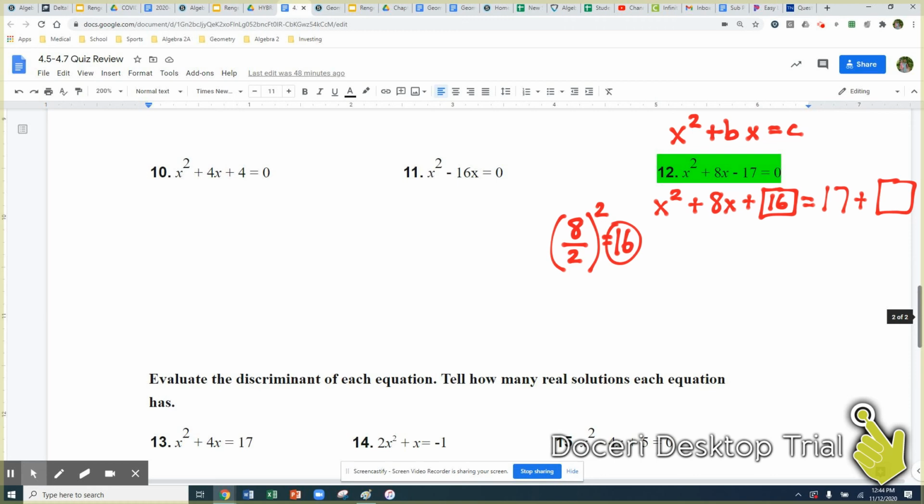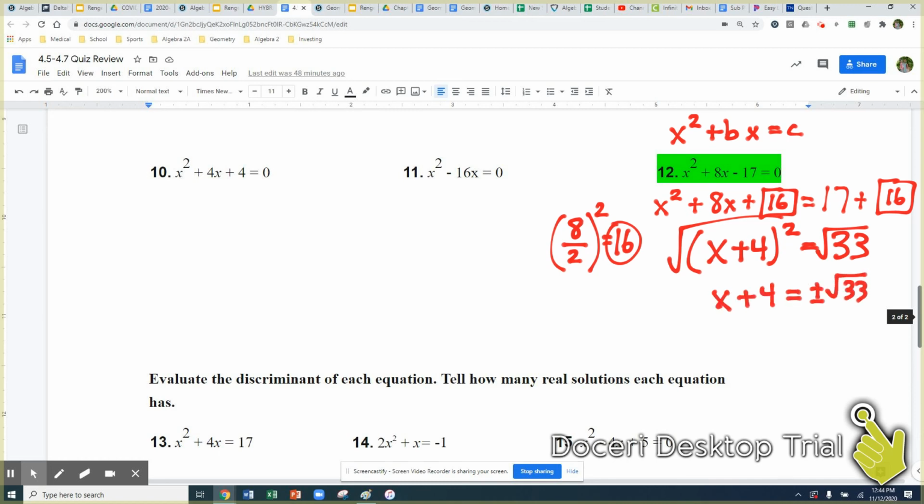The other thing we have to do then is add 16 to the other side. And we'll get now x plus 4 squared equals 33, because 4 and 4 are the two numbers that multiply to 16 and add to 8. Now we'll square root both sides. x plus 4 is going to equal plus or minus the root of 33. Subtract the 4 over, x is going to equal negative 4 plus or minus the root of 33. There would be my two solutions.